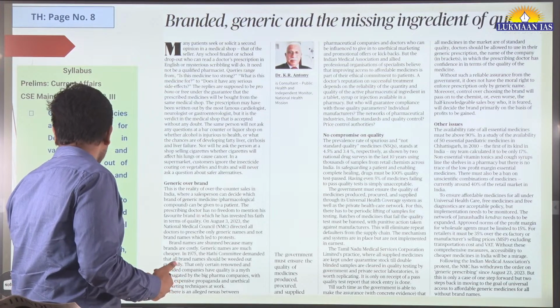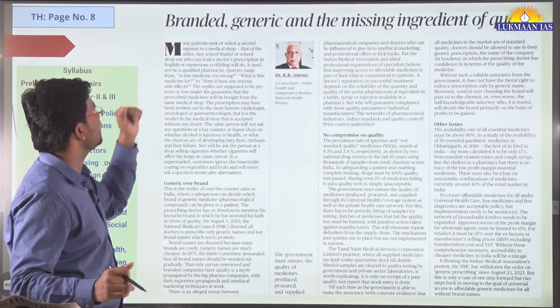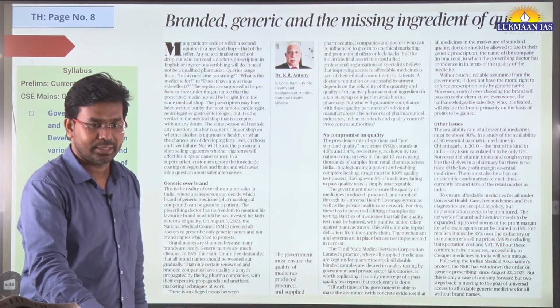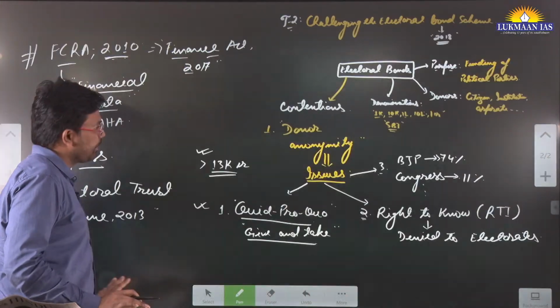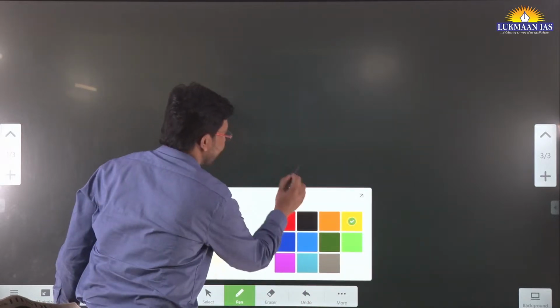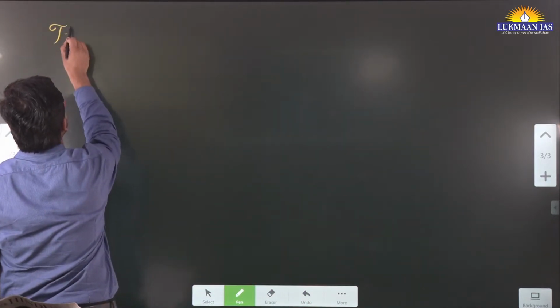With this, we will quickly move to another article. It says branded, generic and missing ingredients of quality. This is a short topic, so I'll be quick over here. We'll discuss this topic, topic number 3.